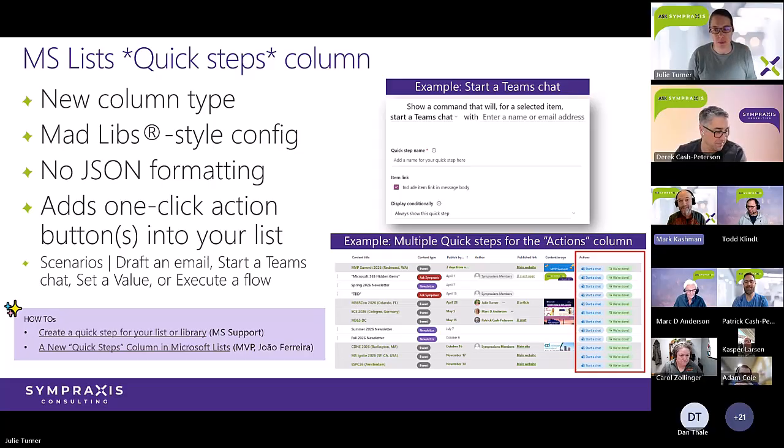This started actually as a feature of lists in the Automate menu where you could go in and create a quick step. And it's now a new column type. That's the hidden feature part of it. If you go in to add a new column to any list, you can now find quick steps and it'll add it. You kind of have to hunt around to know how to use it, but eventually you can go in and add multiple buttons or quick steps.